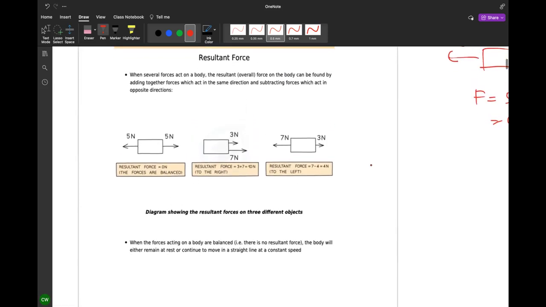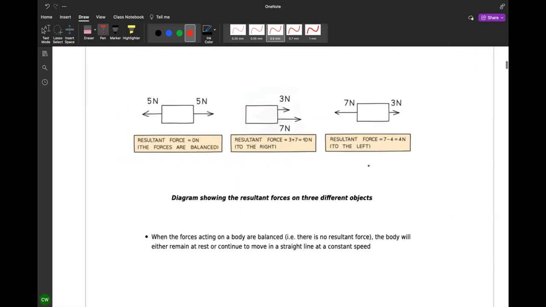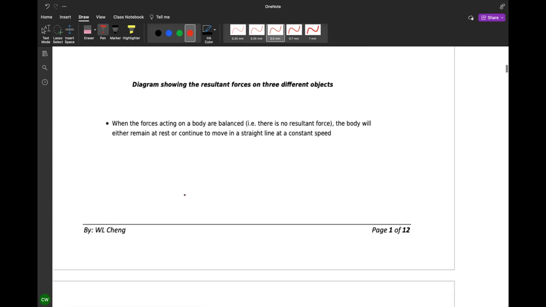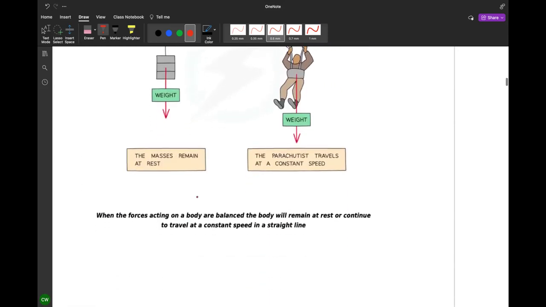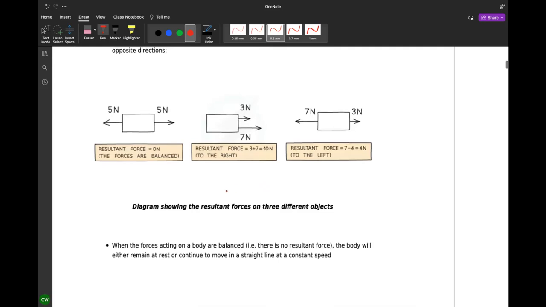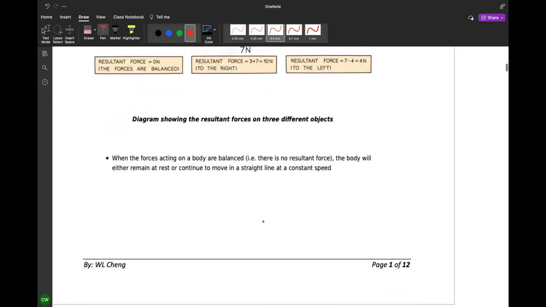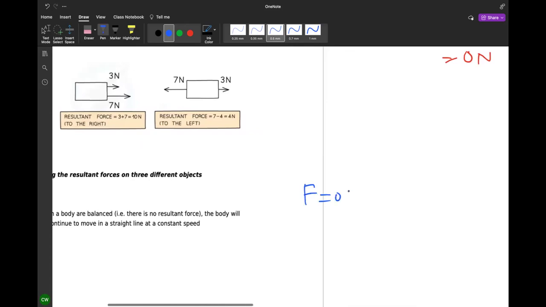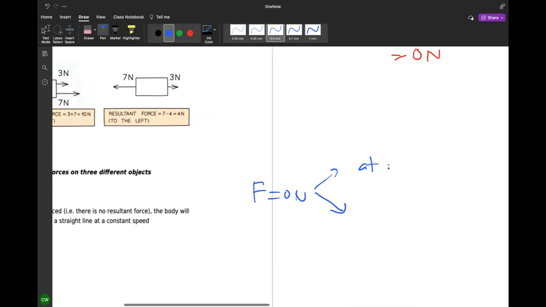Okay, according to this law, if there is no resultant force, the body will either remain at rest or continue to move in a straight line at a constant speed. When the forces acting are balanced, no resultant force, the body remains at rest. If the force is 0, there are two scenarios. One is at rest, not moving. The other one is moving with constant speed.